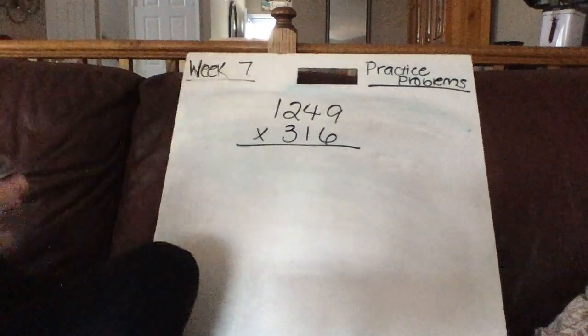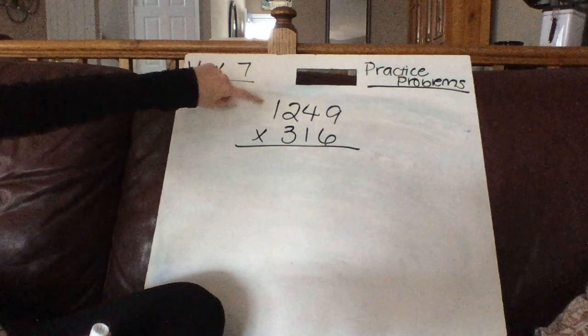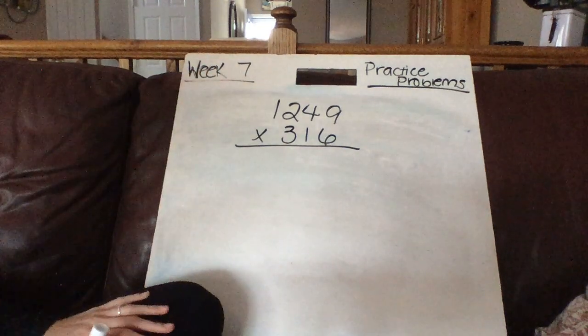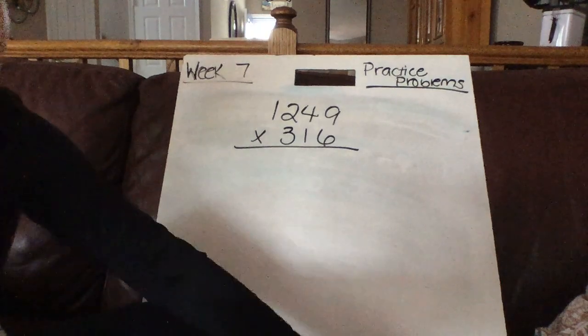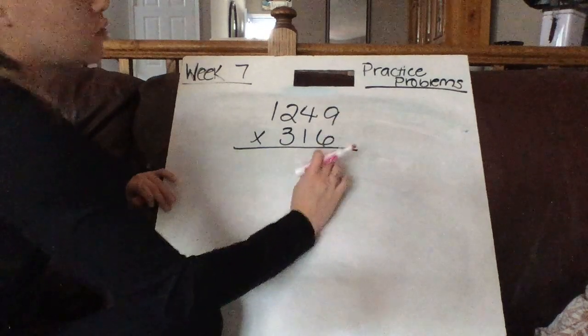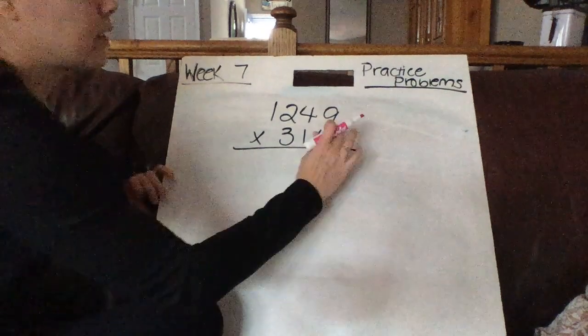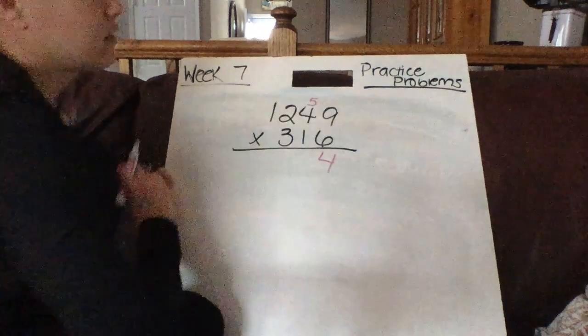Okay, the next kind of problem you're going to see is just a simple multiplication problem, but this is kind of a big one. This is a 4-digit number multiplied by a 3-digit number. So we have to remember the steps in order to do this correctly. Okay, so we'll start with the digit 6. It's in the ones place, so I can just multiply normally. 9 times 6 is 54. I'm going to bring the 5 up.